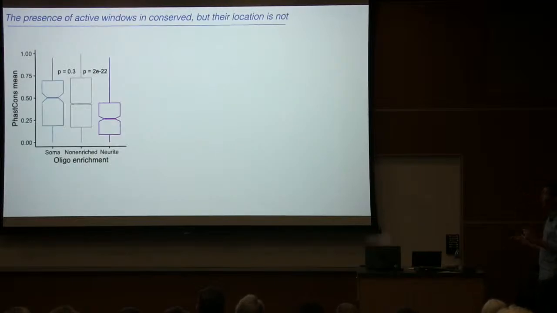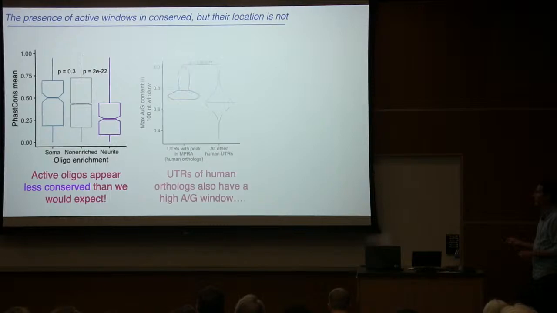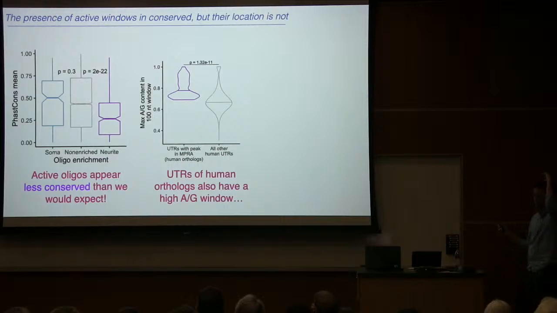We then asked, are these active windows more conserved? And the answer, surprisingly, was no. They're actually much less conserved than we would have expected. However, if we look in the human orthologs of these UTRs, the human orthologs also have a very AG-rich region. When you think about UTR regulation, a given regulatory element doesn't have to be at the same orthologous position within the UTR in order to be active. So it may not be conserved if you look at something like FastCons, it just has to be present within an orthologous UTR. And that's exactly what we see here.